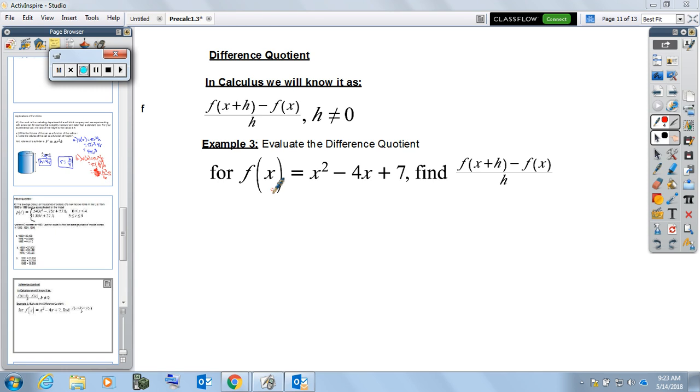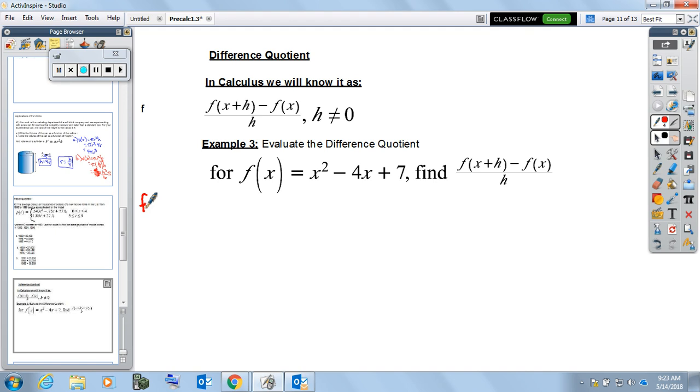So let's take a look here as we dive on into it. Our difference quotient says f of x plus h minus f of x over h. We want to go ahead and find the difference quotient for the following function. So all this simply means, guys, is that when I see x plus h in my difference quotient, I need to replace x with x plus h inside of my function itself. So what do we mean by that? Well, let's take a look.